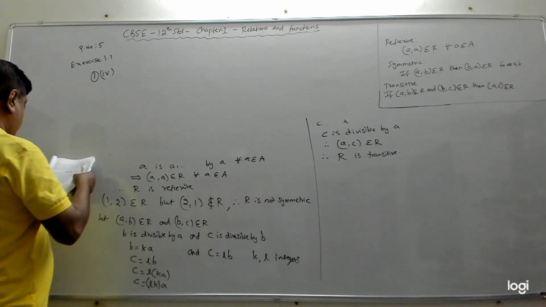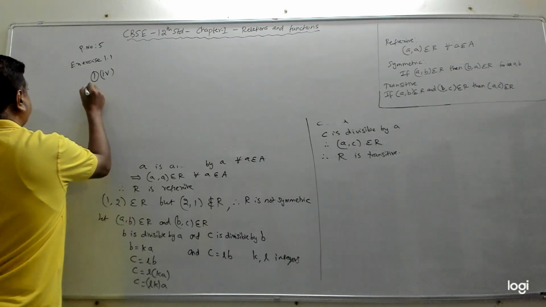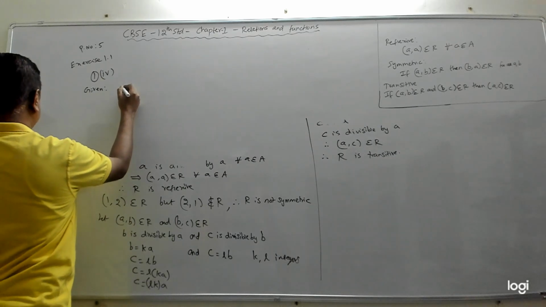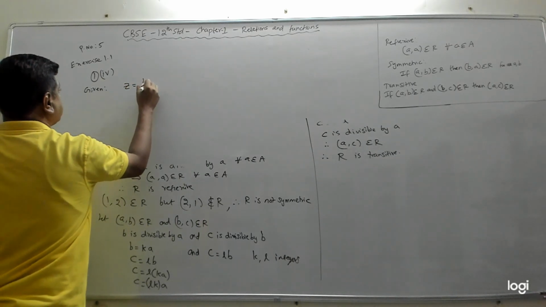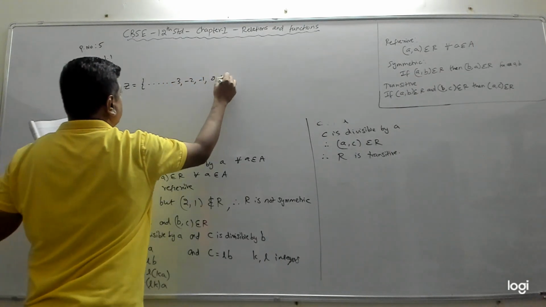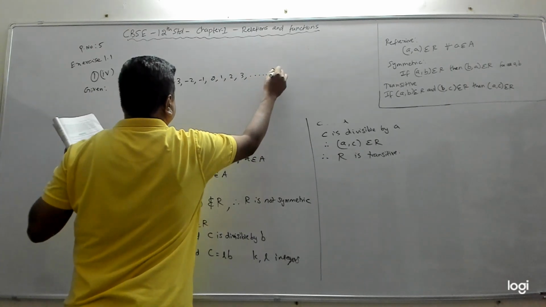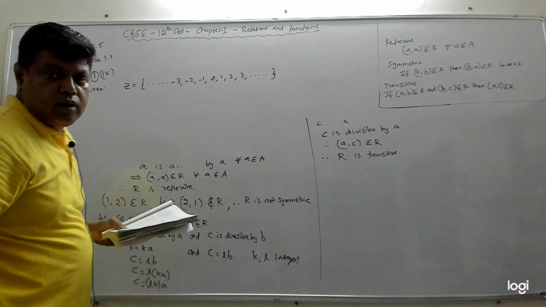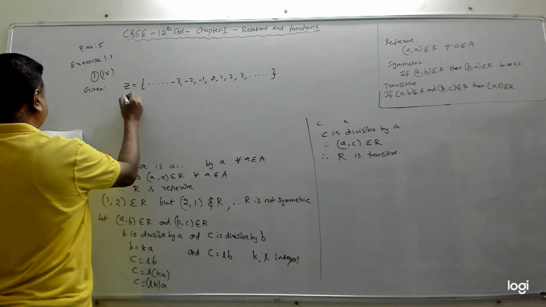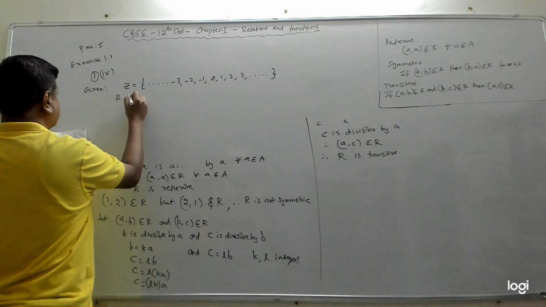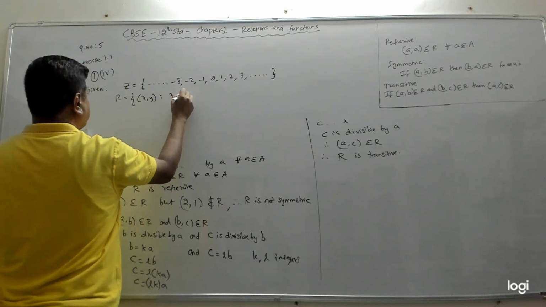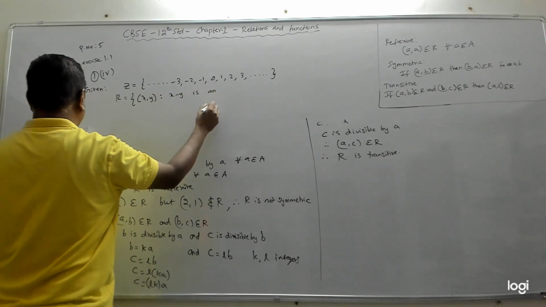So let's try to write what is given. In the fourth one, the given condition is Z, the set of all integers: ..., -3, -2, -1, 0, 1, 2, 3, .... That is our set of all integers Z. Now the relation defined on that is R, defined as the set of all (x, y) such that x minus y is an integer.